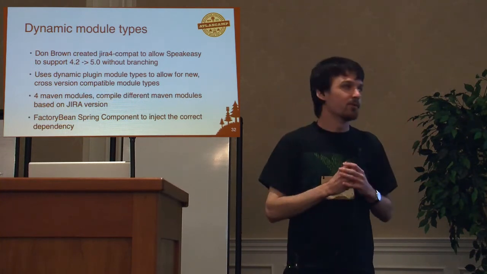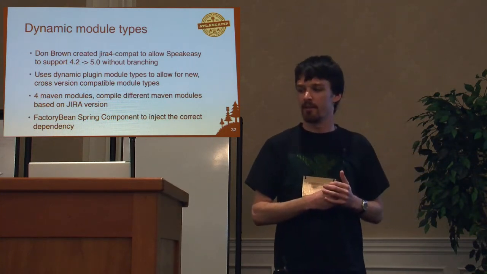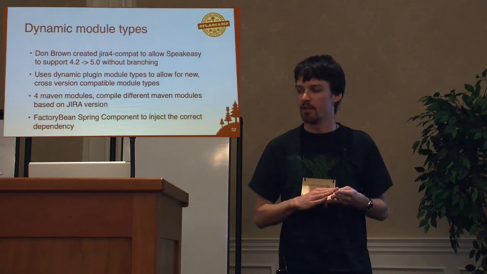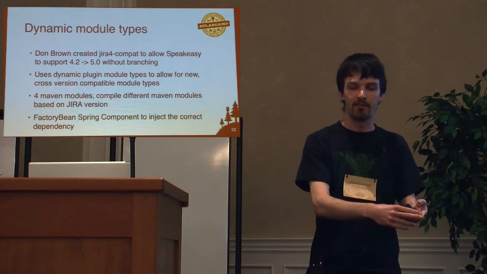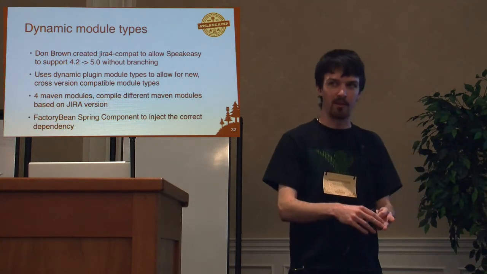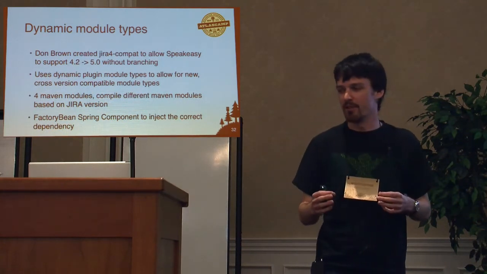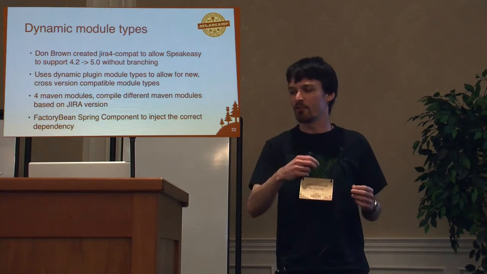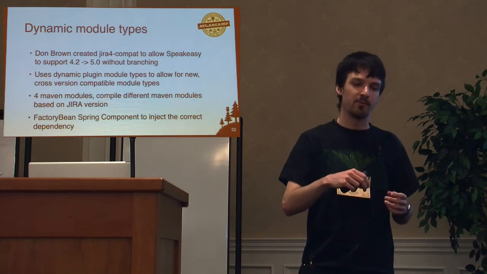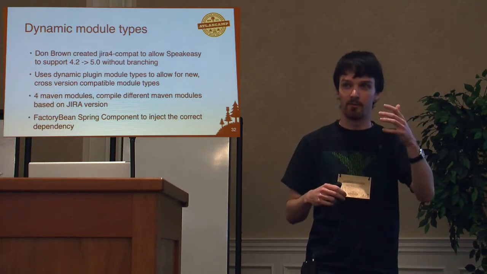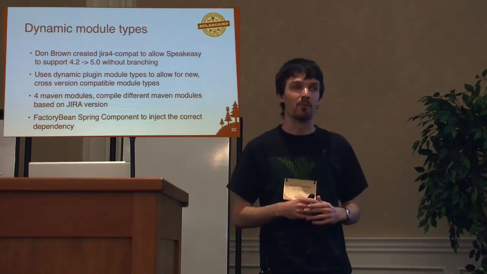So this sounds magical, but it's also very complicated. So how does it do it underneath the hood? There's 4 Maven modules being compiled, and 2 of those Maven modules are being compiled against different JIRA versions. So one is being compiled against JIRA 4 versions, and one is being compiled against JIRA 5. And there's a factory being Spring component, try saying that 10 times fast, to inject the correct dependency based on the JIRA version. So if it is prior to JIRA 4.4, it will inject the dependency from the JIRA 4 compiled Maven module. Otherwise, it will inject the dependency from the JIRA 5 compiled Maven module.